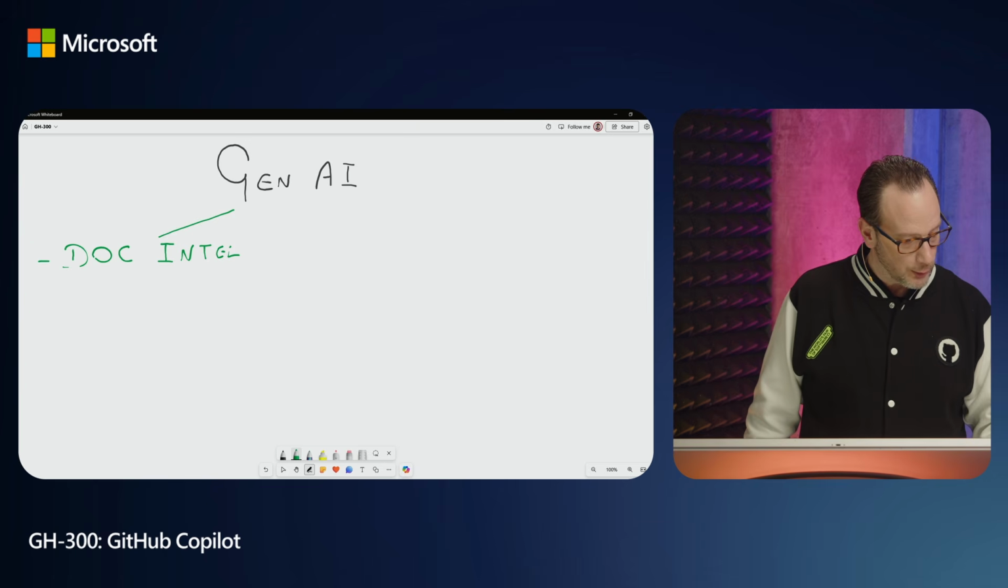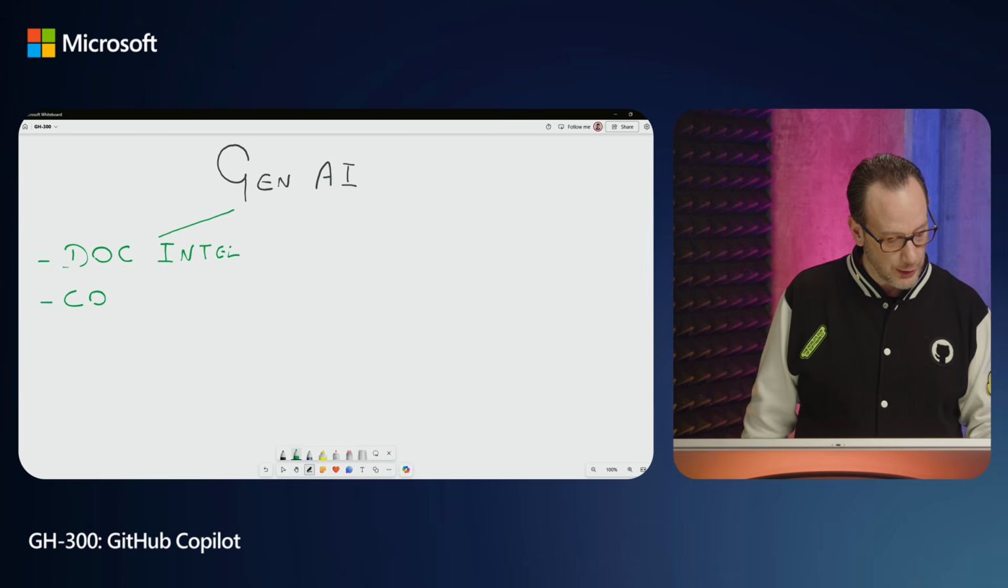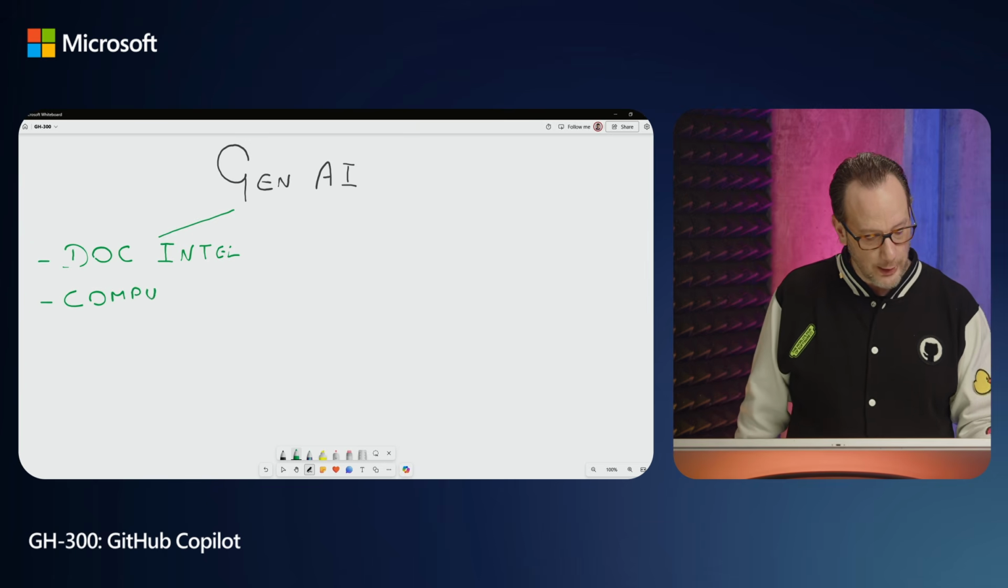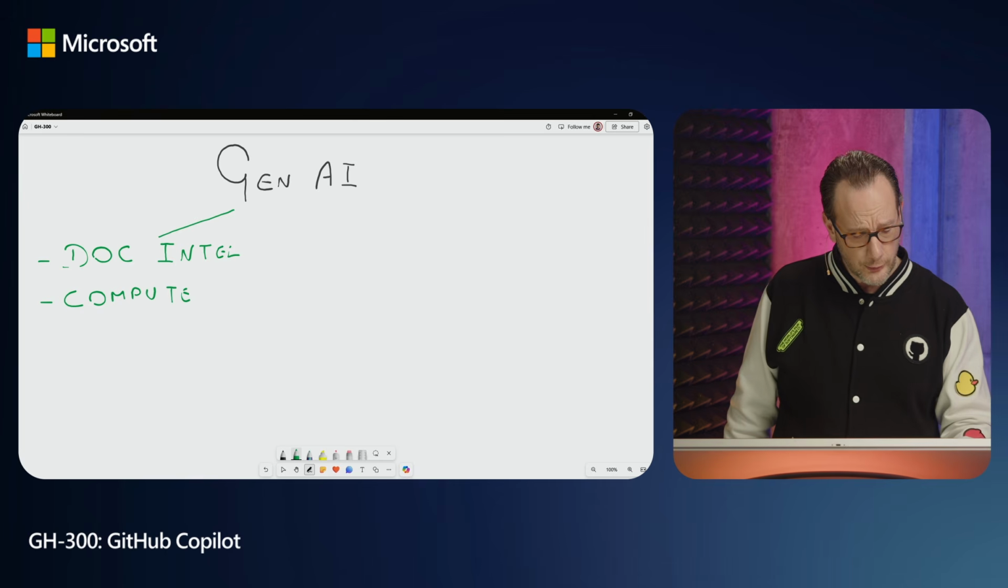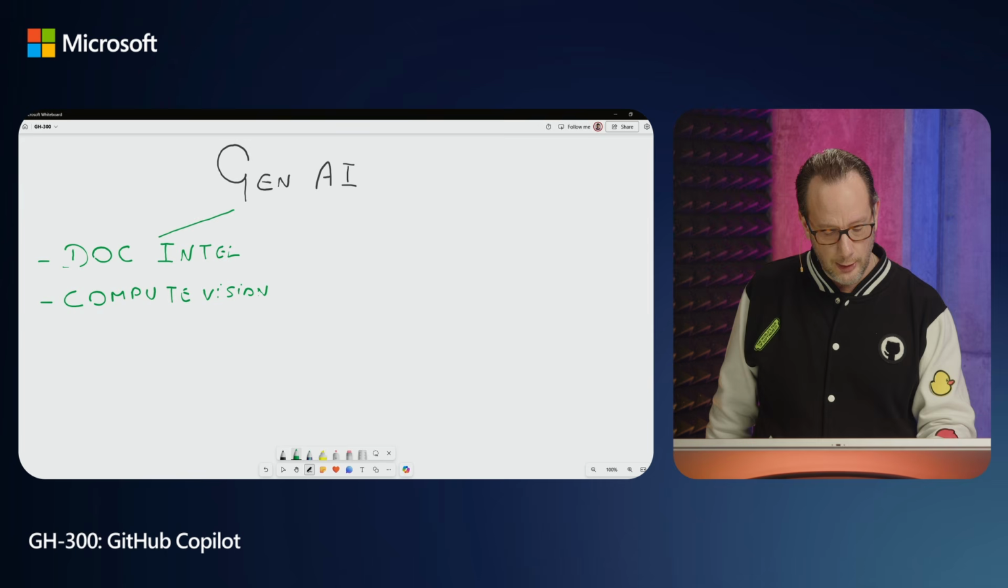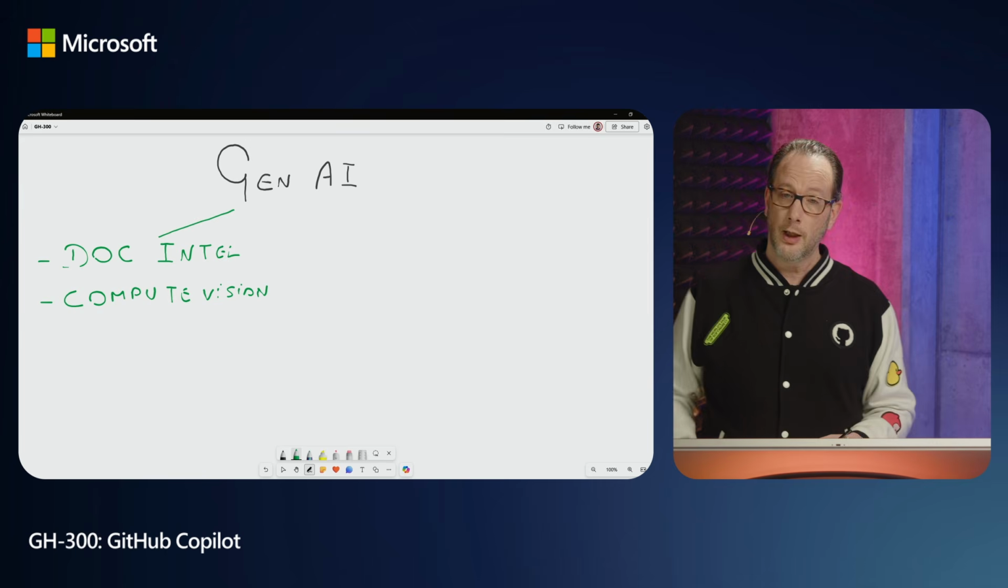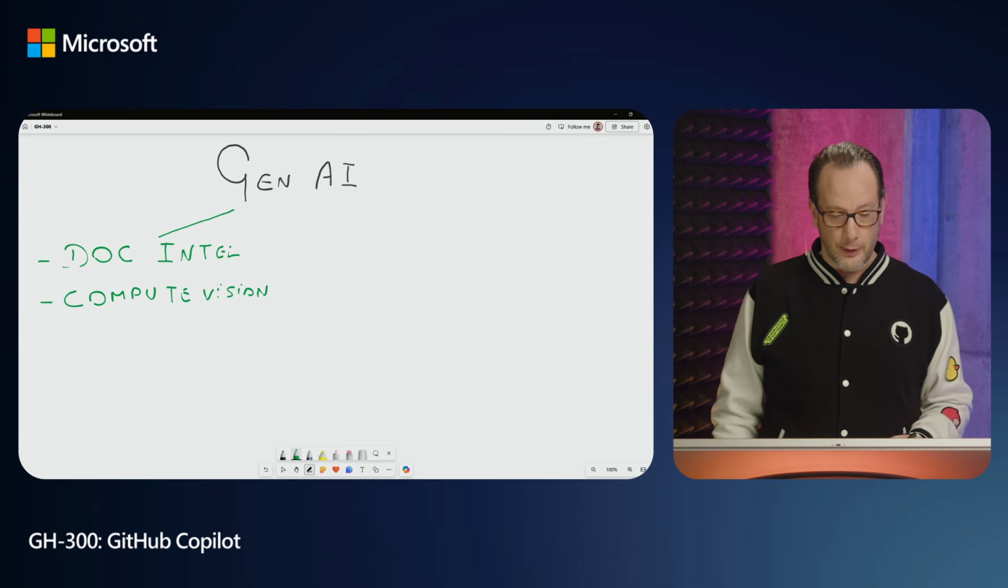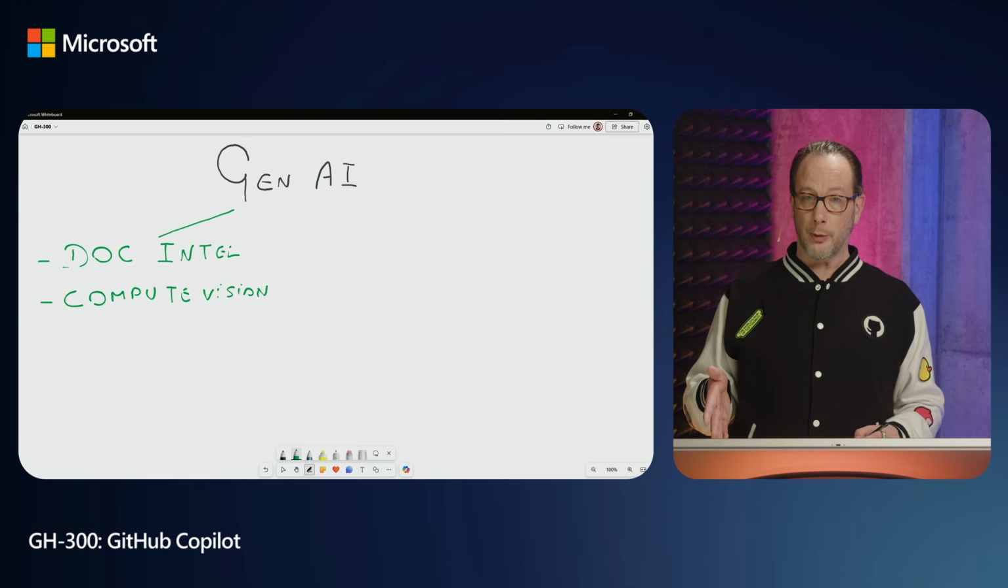Another super popular one is computer vision. That's basically recognizing objects. The easiest example here is showing a picture of a fruit basket, where it would allow you to identify this is an apple, an orange, a banana.